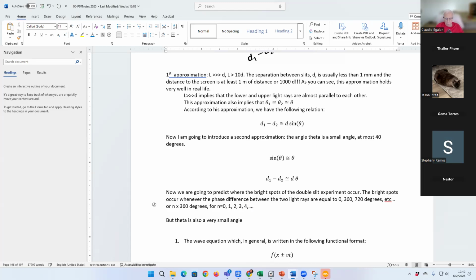Okay? When you have this difference in degrees, which, by the way, is equal to n times 2 pi radians, right? Don't forget, put that in radians symbol. Good. Okay. So whenever D1 minus D2 is proportional to this phase difference, okay, we're going to get bright spots.